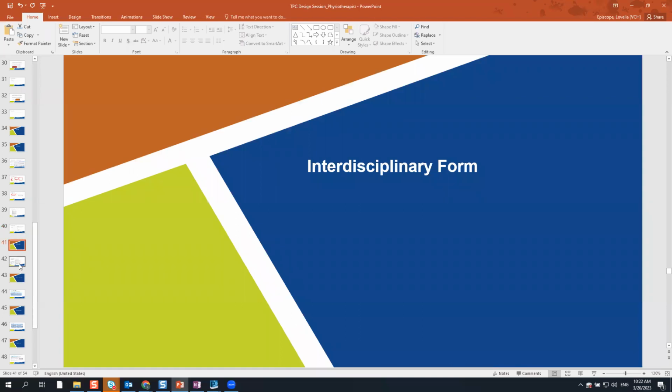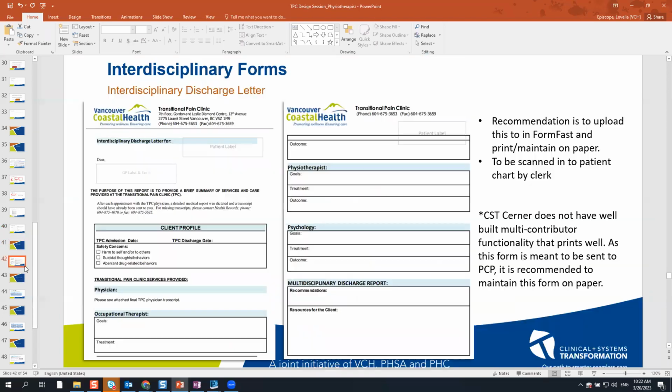And then the last form that does involve you would be your interdisciplinary discharge form, where it's a multi-group contributor form. And this, Amanda, do you mind jumping in? Yeah, so for this form, we were going to explore the option of possibly building out a multi-contributor PowerForm, but that doesn't seem like it will best suit your needs. We also did explore some other options that are being explored for other clinics for multi-contributor, for instance, like different notes.